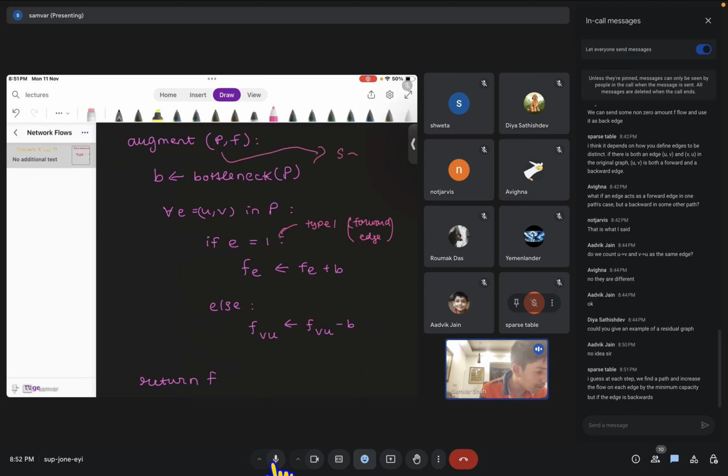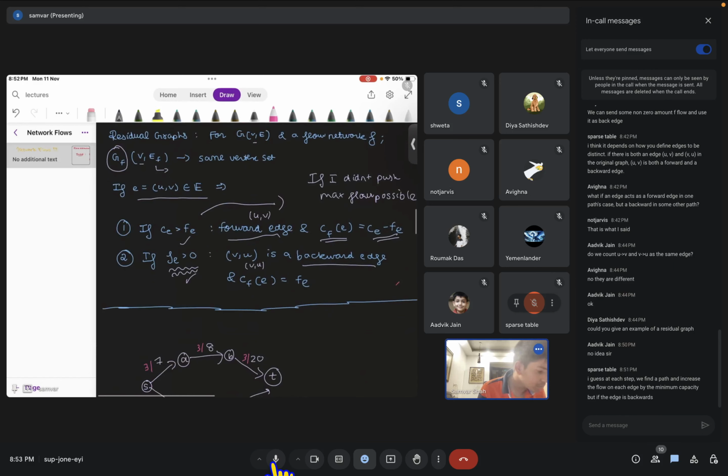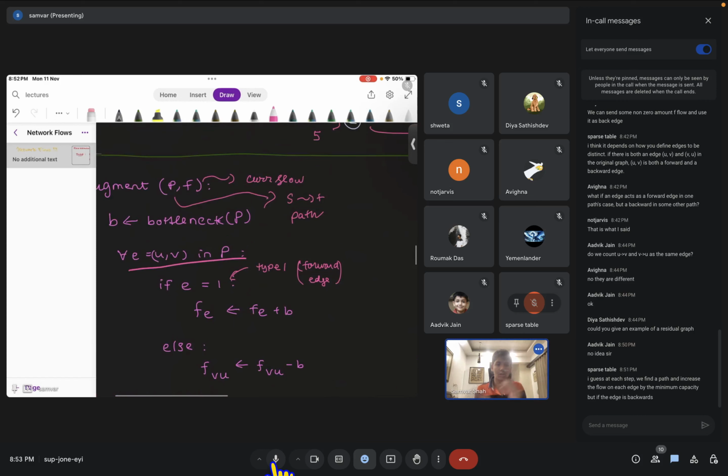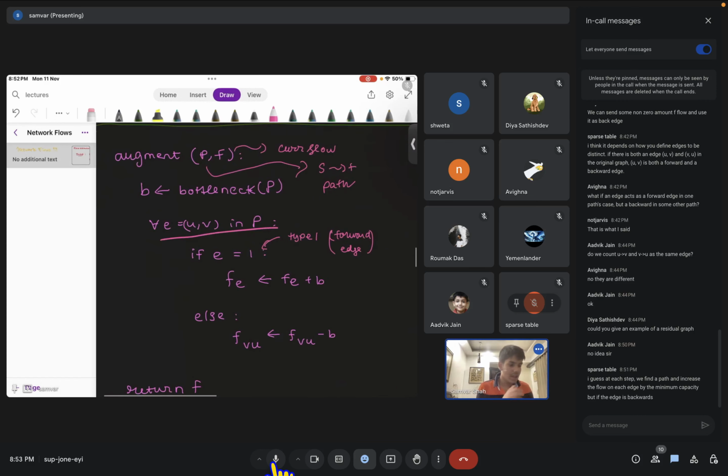P is an S to T path. F is the current flow. What the bottleneck means is how much can I improve by, and for each edge in the path, if it's a forward edge, then you just follow this definition. You go f_e plus equal to b because that's the bottleneck or how much you can improve by, and if it's backward, then u to v was your edge, so v to u is what you would reduce by b because you can undo that much, and then you return f.